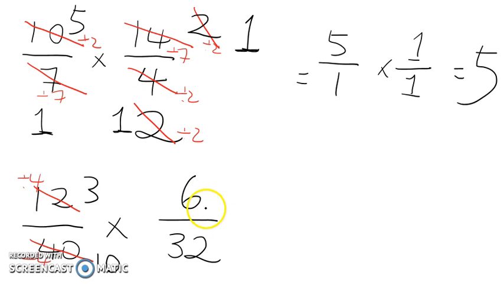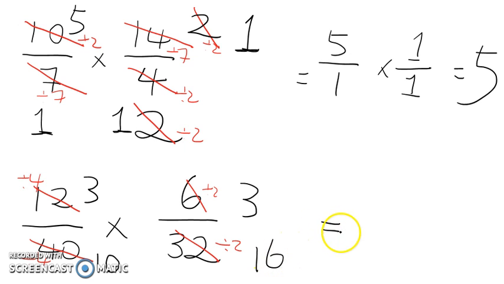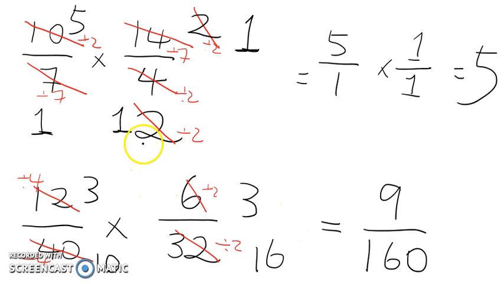And cross out these ones. Both of them can be divided by a 2. So 6 divided by 2, which will equal to 3. 32 divided by 2, which will equal to 16. So with all that is left, 3 times by 3, which equal to 9. 16 times by 10, which equal to 160. Now, this is an extremely important process. Please start practicing it as early as possible.